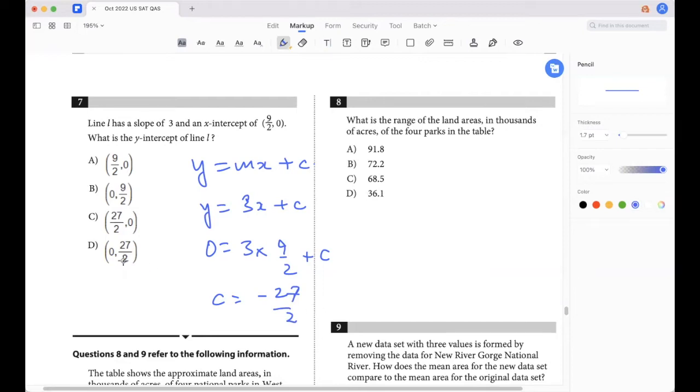Yeah, so it should be D, but I don't see the negative. So let me just verify if this question is correct. Okay, a slope of negative 3. So this question is supposed to have a slope of negative 3. Yeah, so that means this is negative, this is negative. So the y-intercept is positive 27/2.